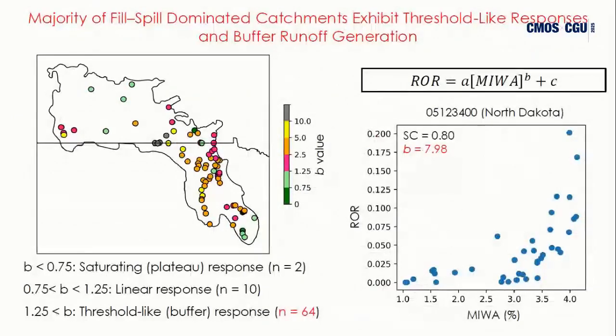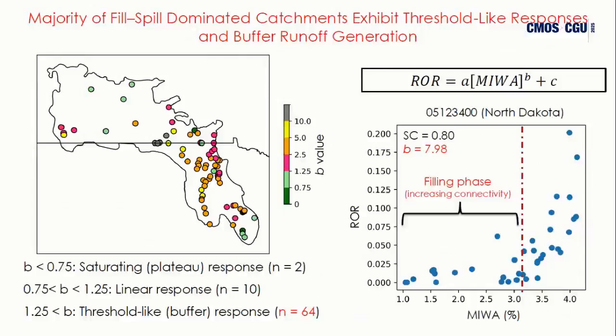Also, curve fitting analysis shows that the B values in 64 catchments, out of 76 fill-spill dominated catchments, are larger than 1.25, which shows that they have an exponential behavior. Here in this scatter plot, we can see a catchment in North Dakota with a B value close to 8, and we can see how exponential, threshold-like behavior occurs in these catchments.